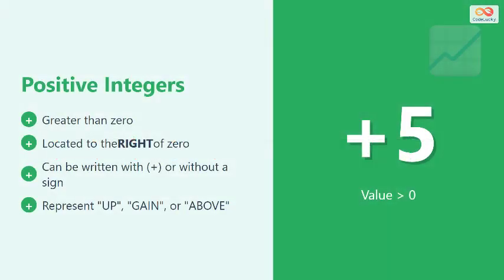Let's focus on the positive integers. These are the numbers greater than 0. They are located to the right side of the number line. We use positive integers to represent things like gaining points, going up in an elevator, or earning money. You can write them with a plus sign or simply as the number itself.